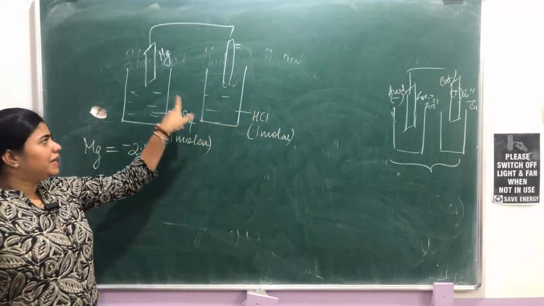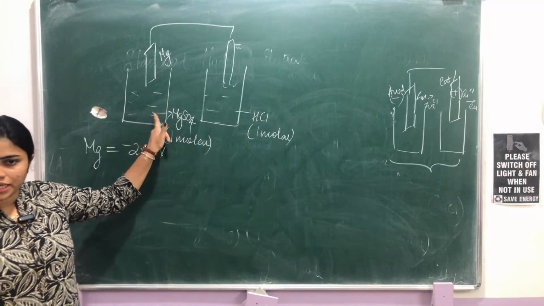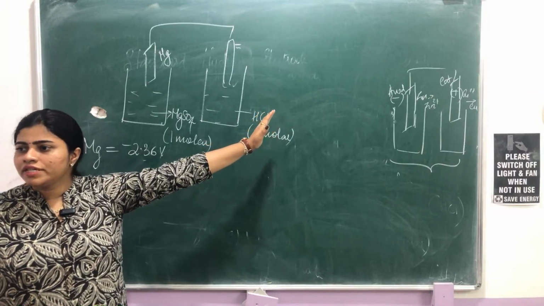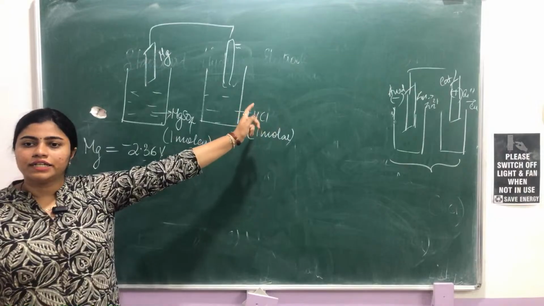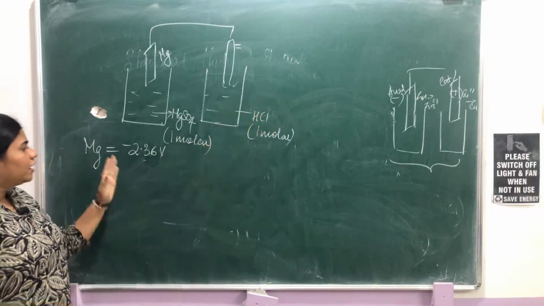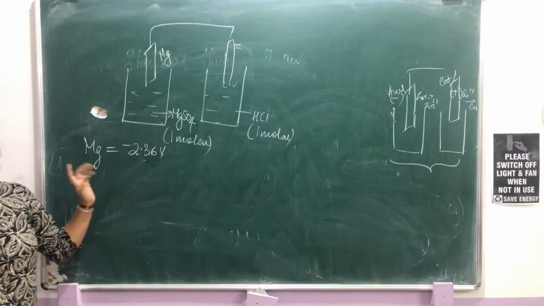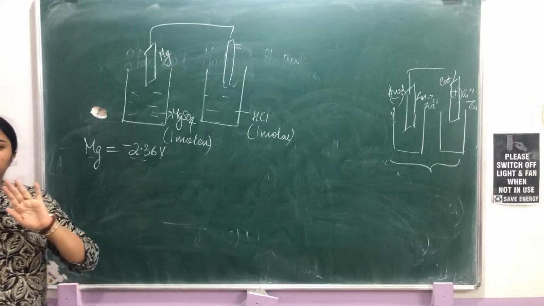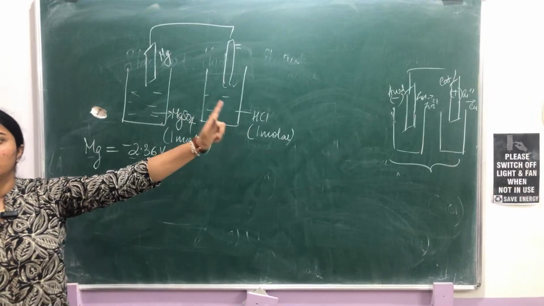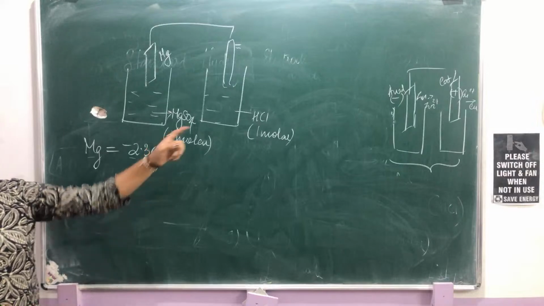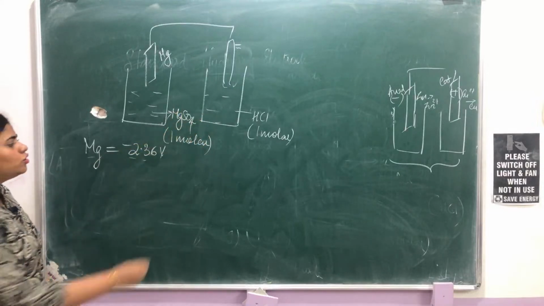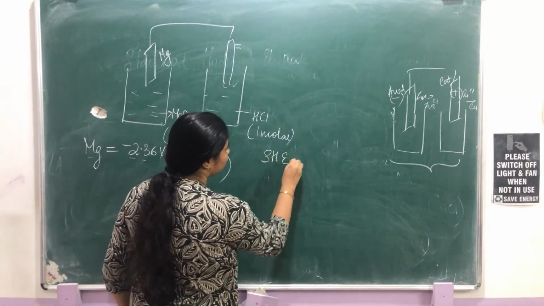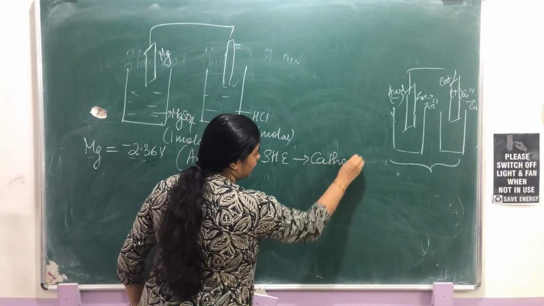Now listen. Magnesium is dipped in magnesium sulfate. The other one is a reference electrode, which is the reference electrode? SHE, that is your standard hydrogen electrode. From the set of values, magnesium has a value of minus 2.36. Where do we have negative value? Anode. So I decide that magnesium will be taken as anode, and SHE will be taken as cathode.